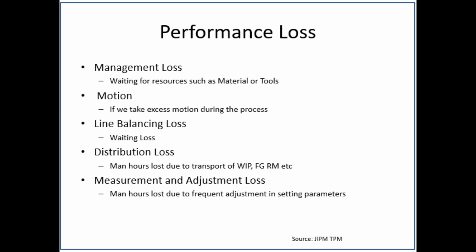The performance loss has various types like motion, management, line balancing, distribution and measurement and adjustment loss. As I told you, availability loss is more or less related to the equipment stopping or ceasing to function, whereas performance loss is not because the machine is stopped due to malfunction or breakdown. The machine is available, however it is not able to perform its work because of certain reasons, and those reasons are categorized under performance loss.